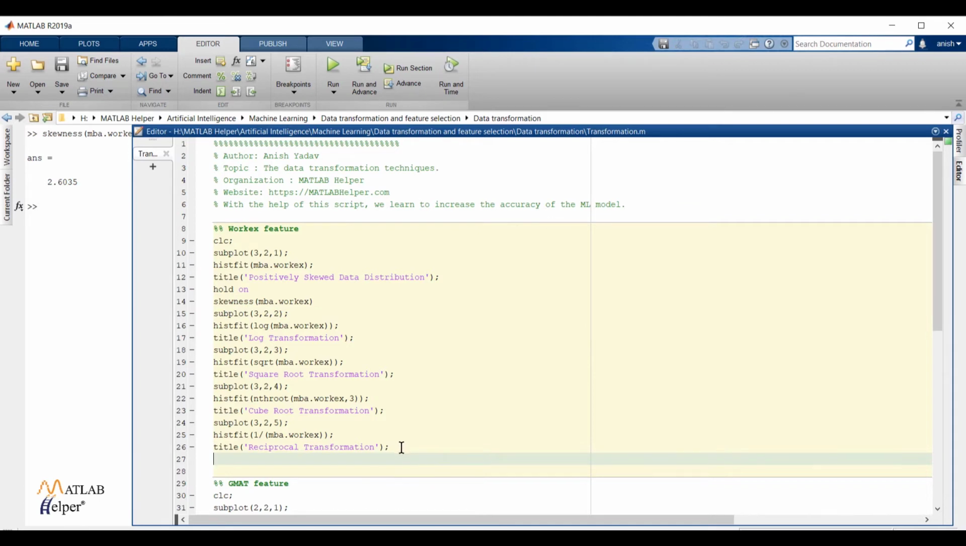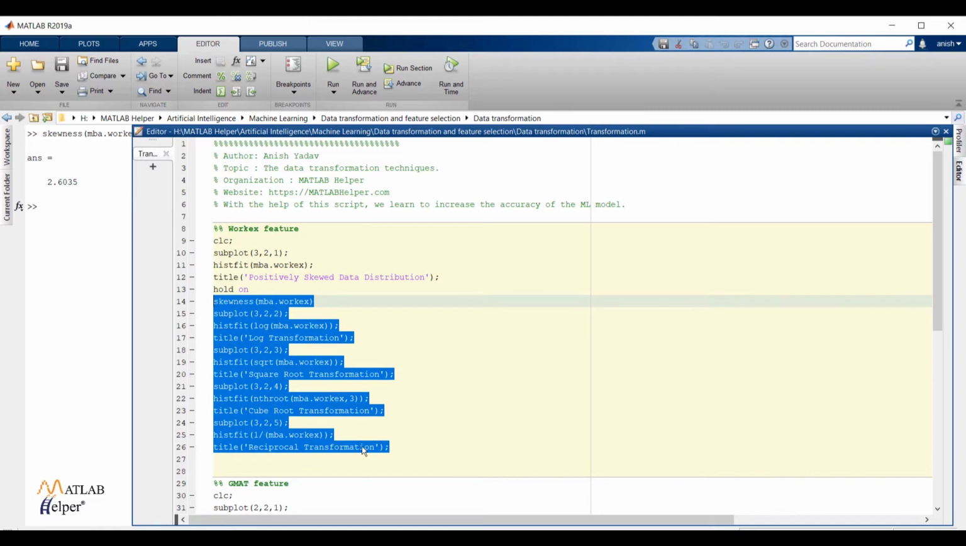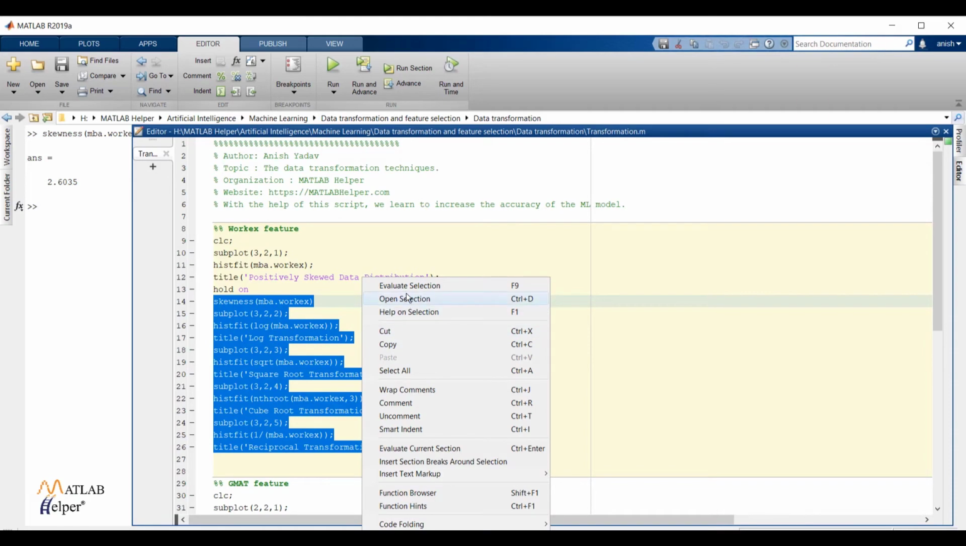And we have already discussed that if skewness value is equal to 0, then data follows a normal distribution. So to reduce skewness value, we have to apply transformation techniques. Over here you can see the code. I have used log, square root, cube root and reciprocal transformation. If I check the histogram of each technique, we are able to conclude which transformation is perfect for the Workex feature. We can also conclude by checking the skewness value of each technique. Whenever we find skewness value close to 0, we can say that particular technique is perfect for that particular feature. Now check the histogram.